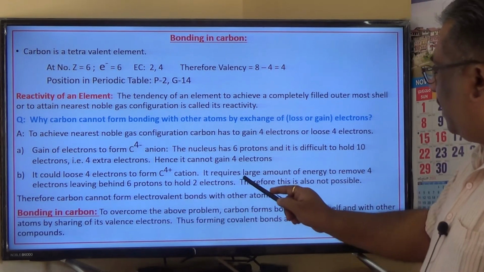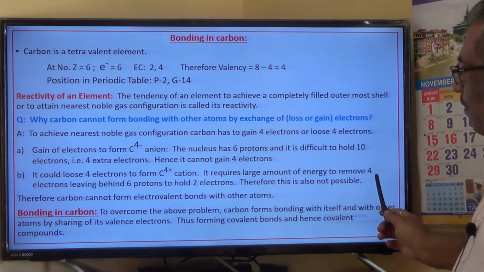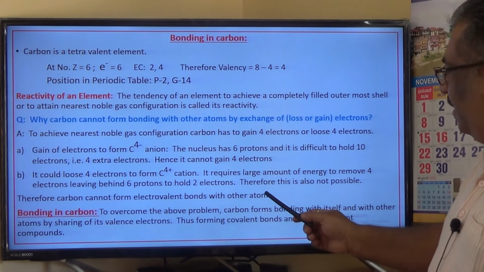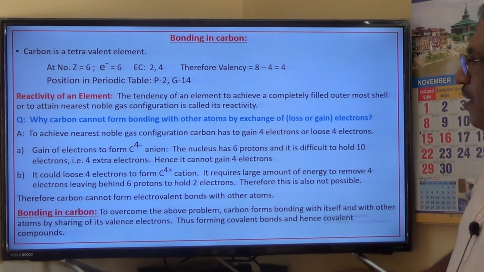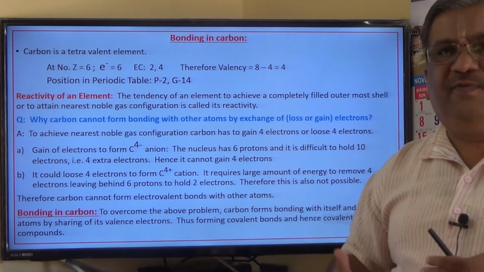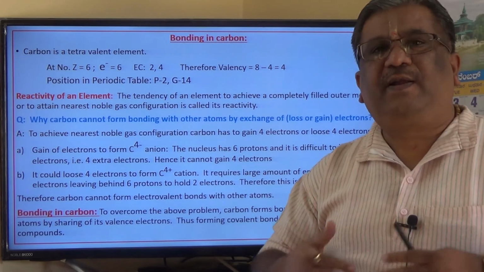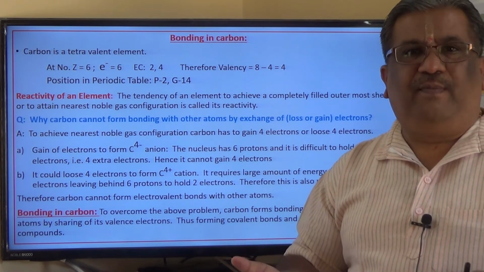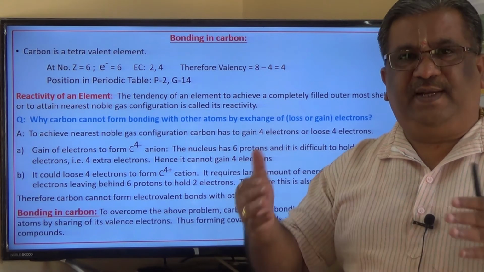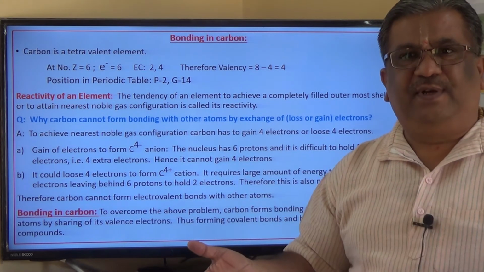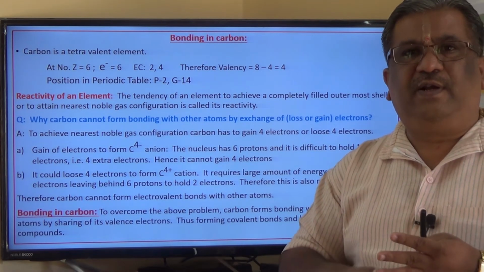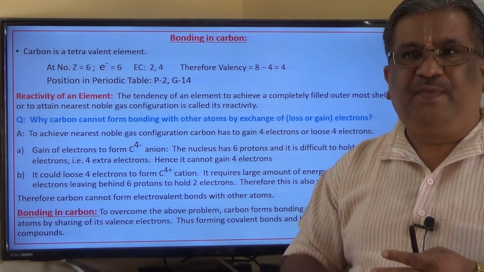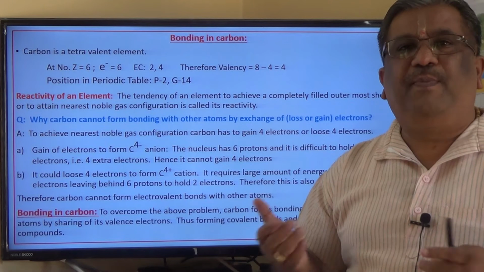So it requires a large amount of energy to remove 4 electrons, leaving behind 6 protons to hold only 2 electrons in position, and therefore this is also not possible. So when carbon can neither gain 4 electrons and form compounds nor lose 4 electrons and form compounds, how does carbon form compounds with itself or with other atoms such as hydrogen, oxygen, nitrogen, and halogens, basically fluorine, chlorine, bromine, etc.? How does carbon form the bonding?